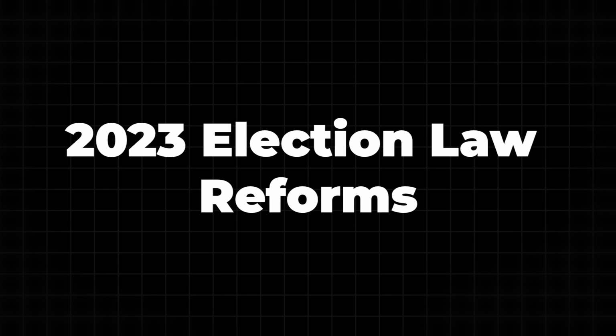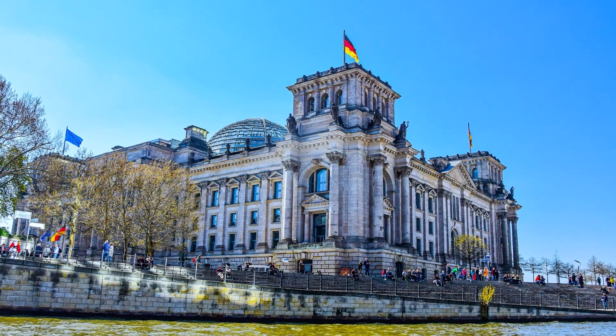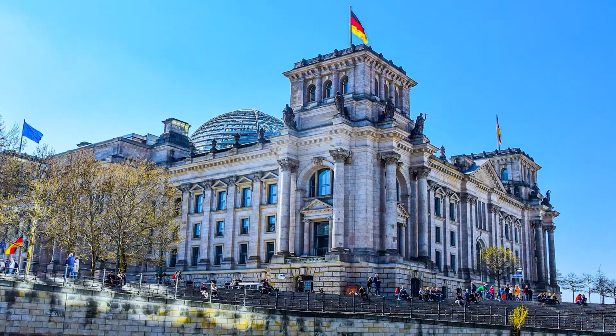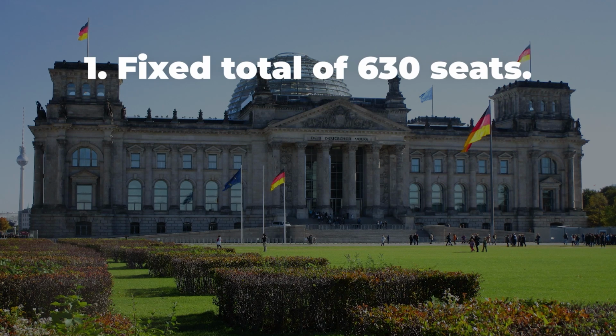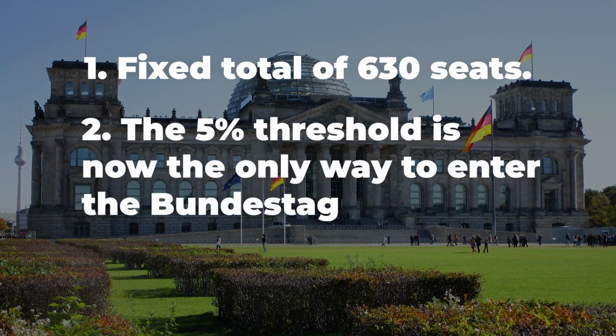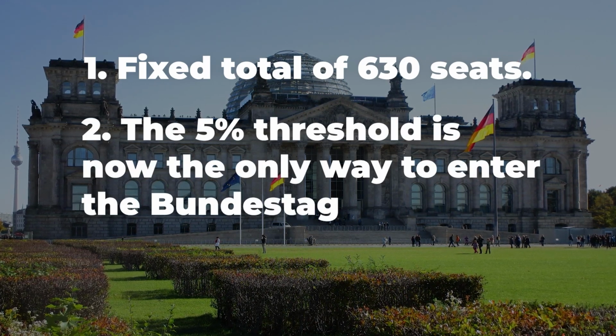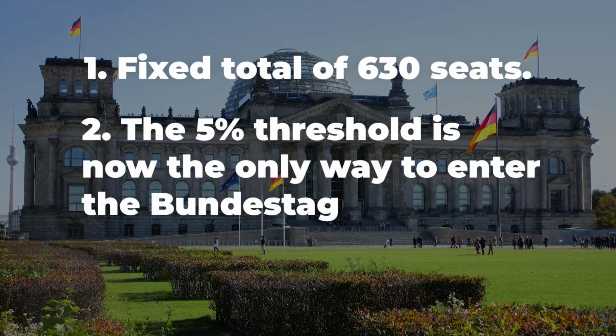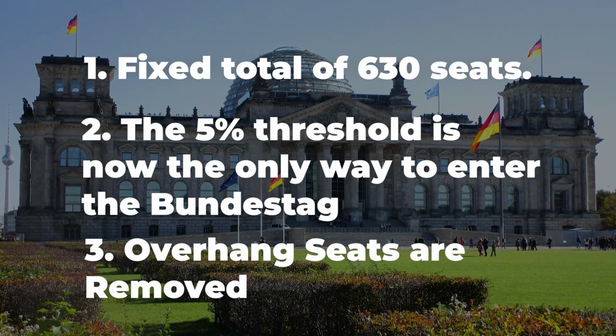The 2023 election law reforms. To prevent excessive seat inflation, Germany introduced new rules. Number 1. A fixed total of 630 seats. Number 2. The 5% threshold is now the only way to enter the Bundestag. The old 3-seat rule was eliminated. Number 3. The overhang seats are removed.